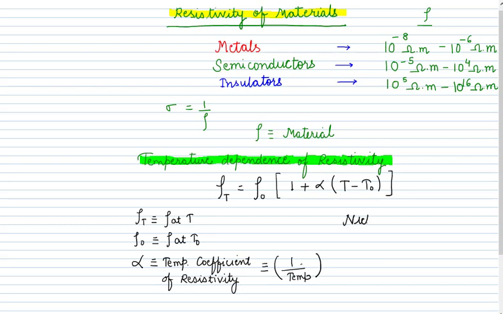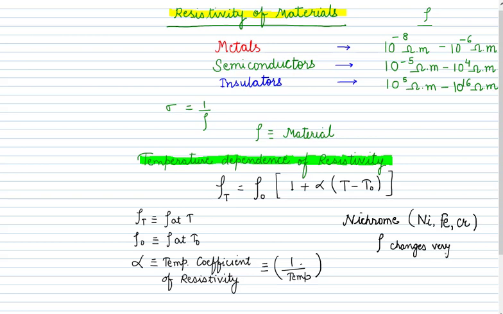So for example, if the material is nichrome, which is a combination of nickel, ferrous and chromium. Ni is nickel, Cr is chromium, and this is ferrous. Nichrome shows a very weak dependence of resistivity on temperature. If you take any nichrome wire, the resistivity of this nichrome depends very little on the temperature. So rho changes very little with temperature.